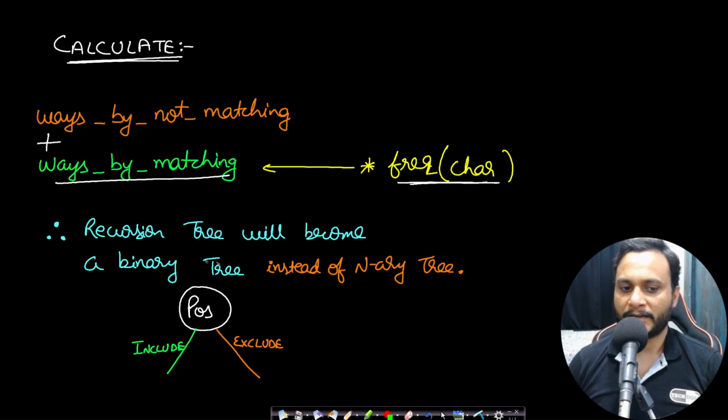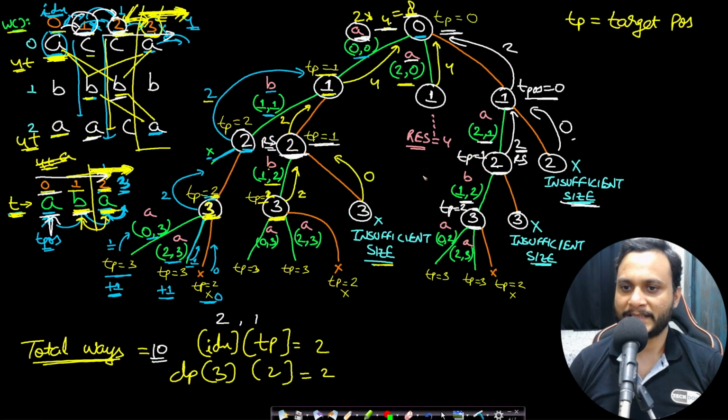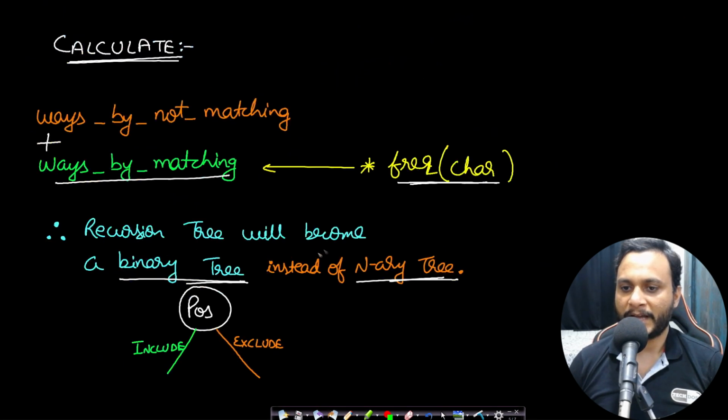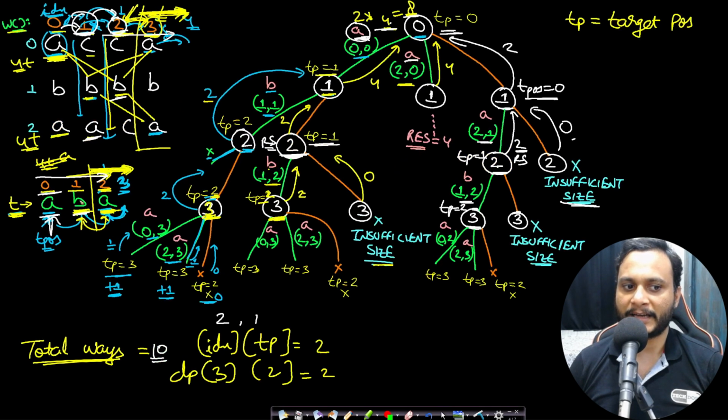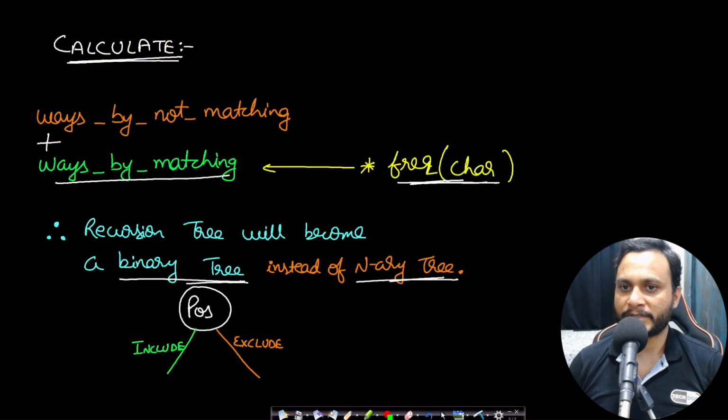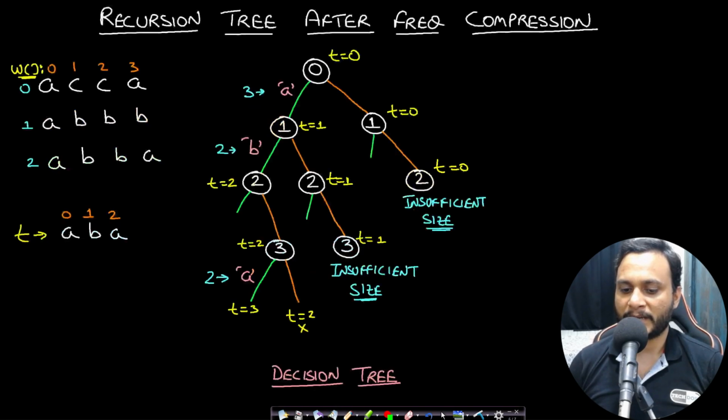Therefore, the recursion tree diagram will become a binary tree instead of being an n-ary tree. If you look at the previous example, that was an n-ary tree diagram. But if I use this concept of frequency, since for any column and at any target position I just have to match a single character, all these A's will not branch out, but will compress into just a single option, because I already am applying the concept of frequency. So either you will be matching or you will not be matching, simply like an include-exclude case in knapsack type problems.